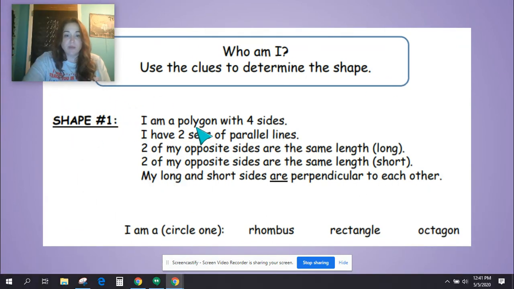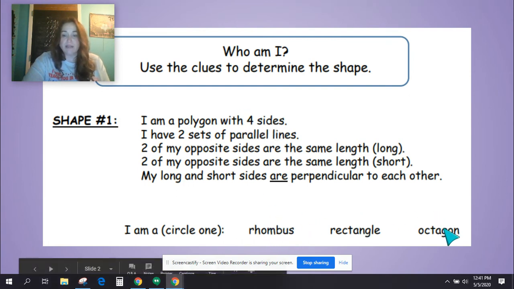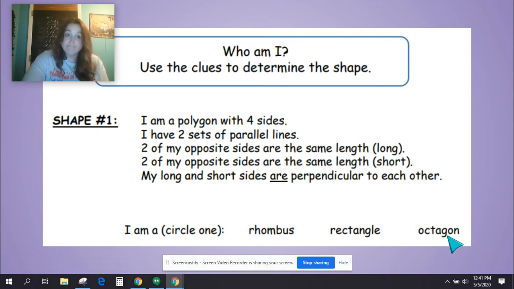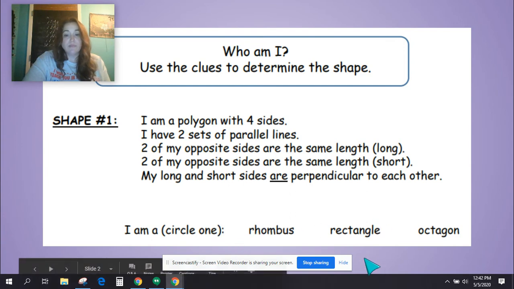So shape number one, I'm a polygon with four sides. Okay, automatically the four sides, if I look down here at my answer choices, rhombus, rectangle, and octagon, could I go ahead and get rid of one of those? Could I use my deductive reasoning? That's right, I could. I could get rid of octagon because we know octagon has, yep, 8 sides. So that one's gone already. So that leaves us with rhombus and rectangle.